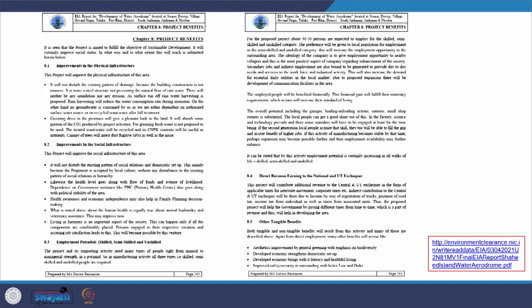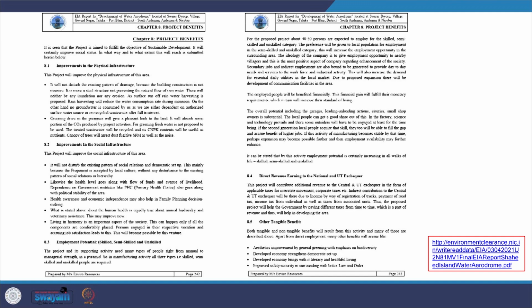And likewise, the health level goes along with the flow of funds and avenues of livelihood. And it will also depend on what they write on the public health center, primary health center, and how that would also respond. So their assumption is that there'll be improvement in the social infrastructure, and then they also mention there'll be employment potential, like there's employment potential for skilled, semi-skilled, and unskilled people. So the project and its supporting activity need many types of people, right from the manual to managerial strength. So they would be needing people for that.